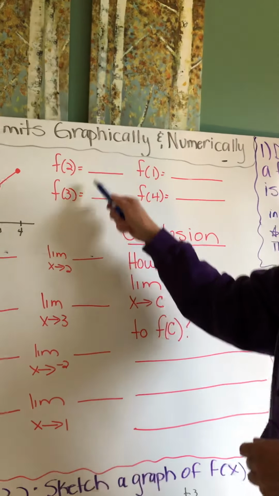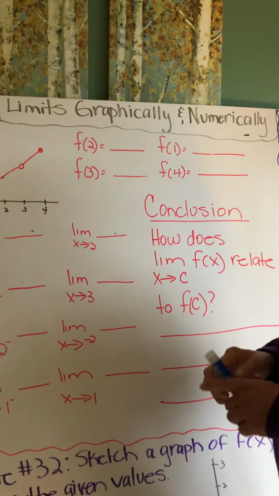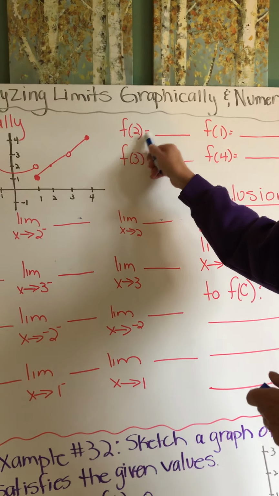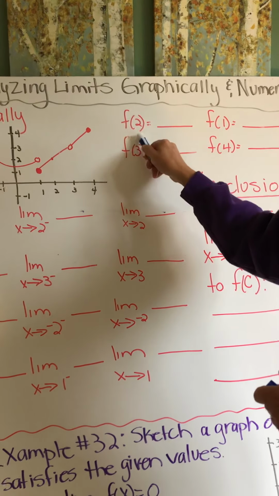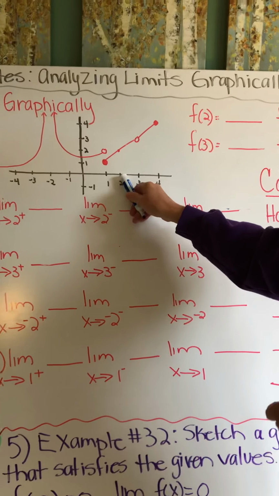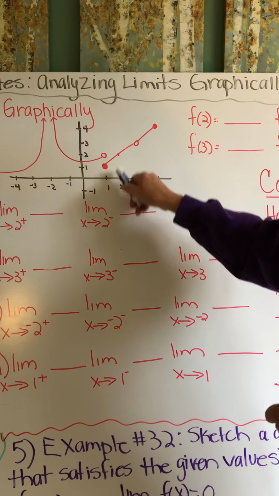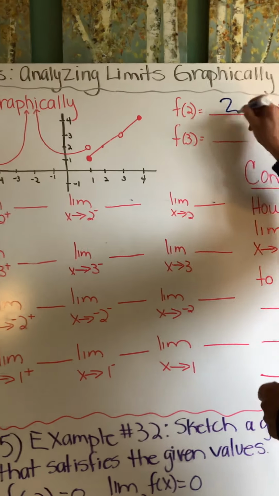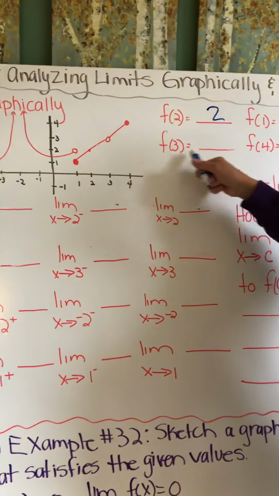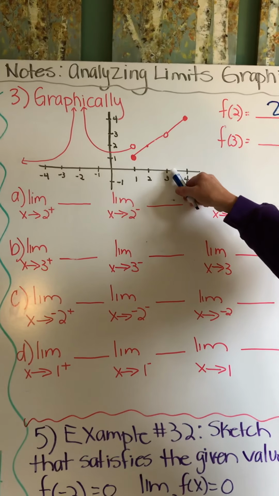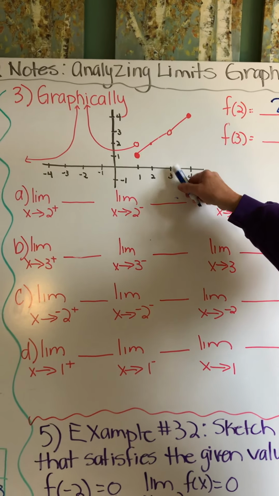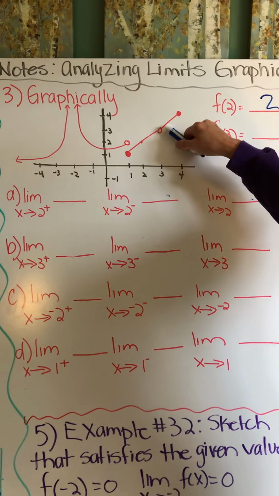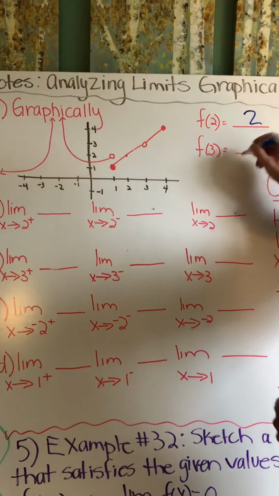Let's do here what you already know. You know how to find the values of these functions. So let's find the value of the function where x equals 2. Of course, we're looking for the y value. Let's go to where x equals 2. And when I go to where the function is occurring, that is a y value of 2. f of 3. Let's go to x equals 3. Let's hit the function. Oh, that's an open circle. That means there's actually no value where x equals 3.